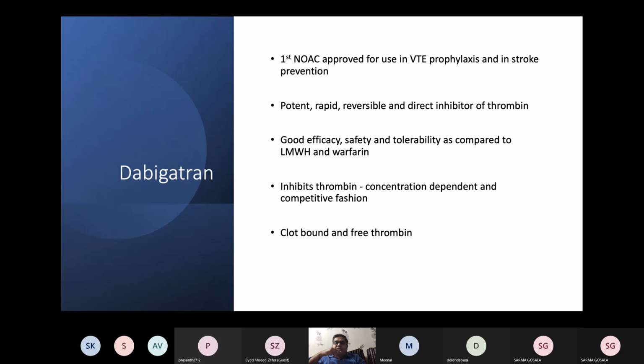So dabigatran is the first NOAC approved for use in venous thrombosis prophylaxis and for stroke prevention in atrial fibrillation. It's a potent, rapid, reversible, and direct inhibitor of thrombin. It has a very good efficacy, safety, and tolerability profile as compared to low molecular weight heparin and warfarin. We'll go to the trials. It inhibits thrombin in a concentration dependent and competitive fashion. It also acts on both free thrombin and clot bound thrombin.